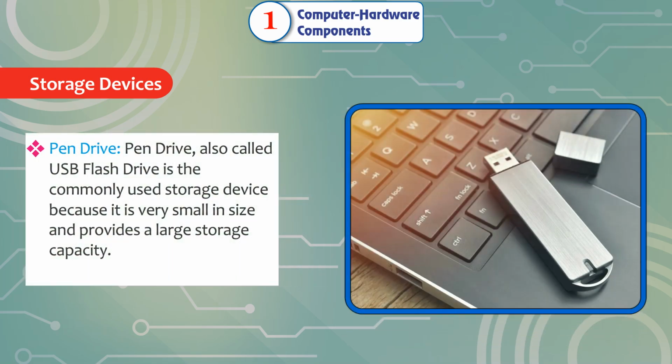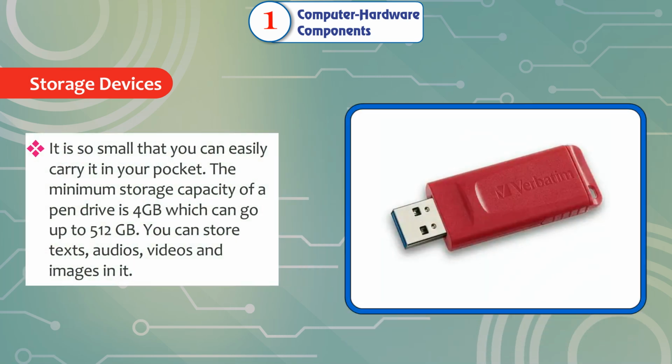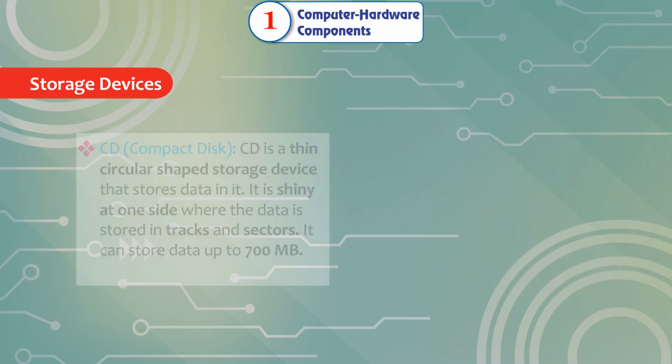Pen drive. Pen drive, also called USB flash drive, is a commonly used storage device because it is very small in size and provides a large storage capacity. It is so small that you can easily carry it in your pocket. The minimum storage capacity of a pen drive is 4 GB, which can go up to 512 GB. You can store texts, audios, videos, and images in it.